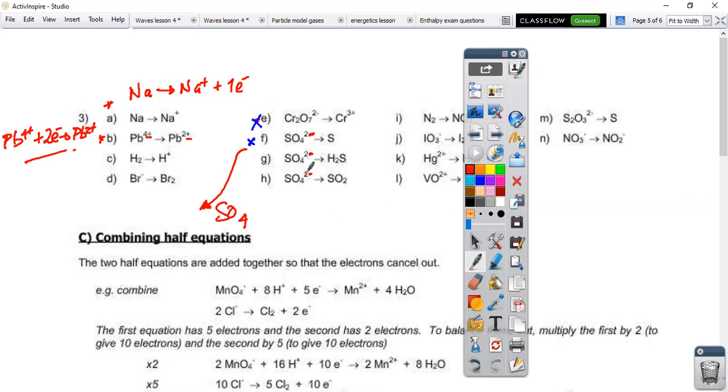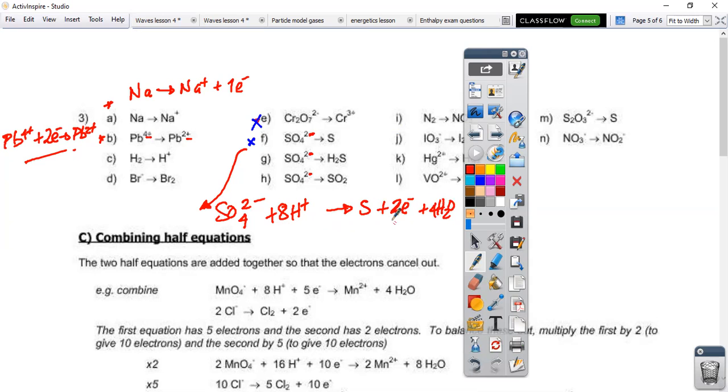So SO4 2 minus. Well done. Plus 8H plus. I like the sound of that. Then the arrow. S plus 2e minus. Plus 4H2O.